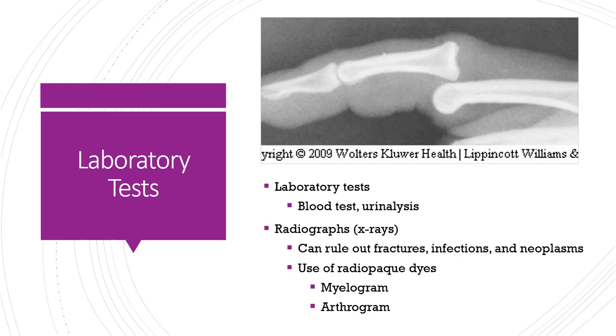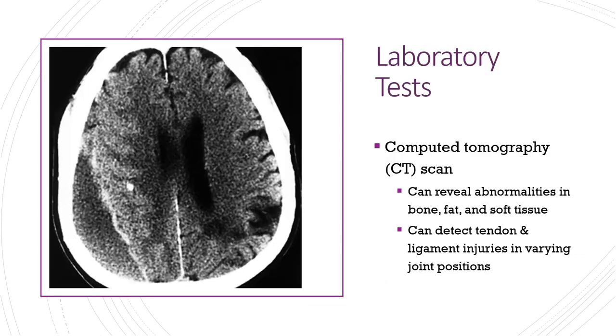An arthrogram is an opaque dye, air, or a combination of the two that is injected into a joint space. An arthrogram can detect capsular tissue tears and articular cartilage lesions. A CT scan, or computed tomography scan, can reveal abnormalities in bone, fat, and soft tissue. It produces a 3D cross-sectional picture of a body part.